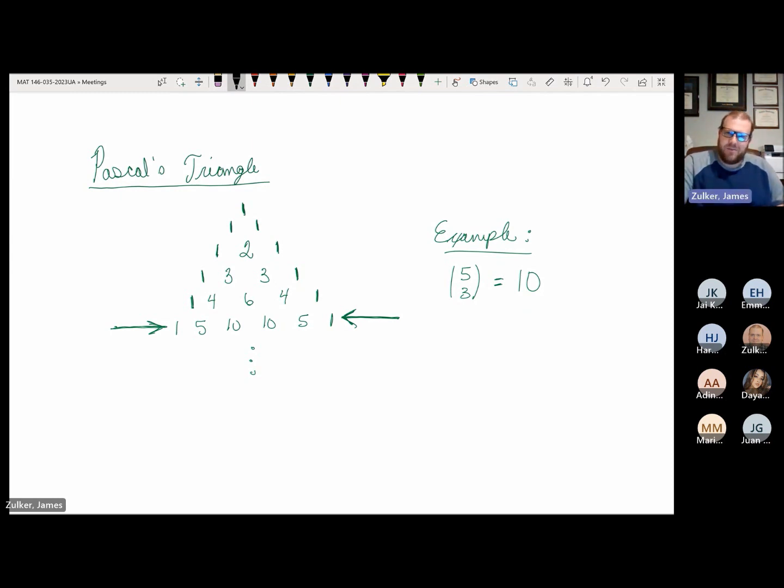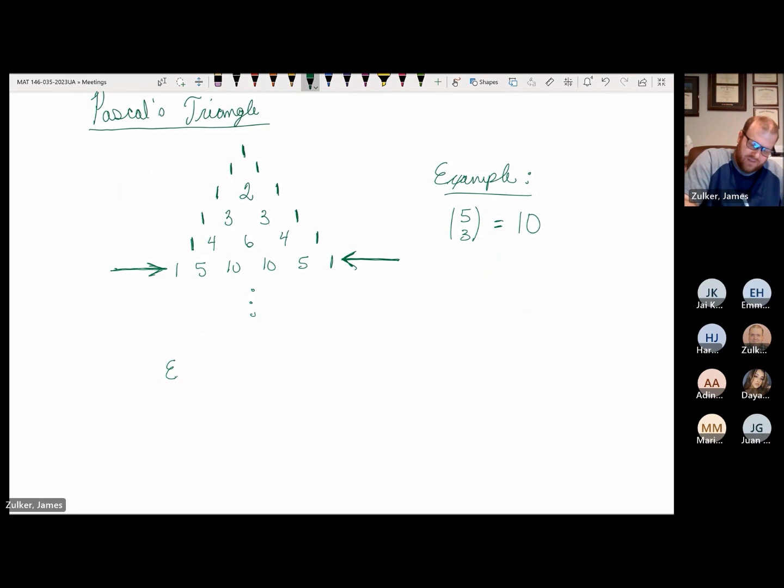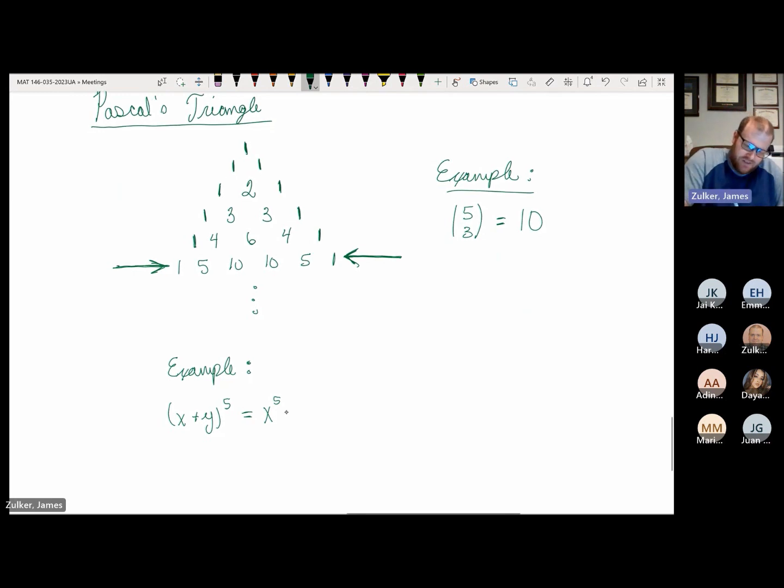Now to go to expanding. So how can we use this to expand? I'm going to use the fifth row again, so I'm going to say x plus y to the fifth power. Here's how you do it. The exponent is going to tell you what row you want to be in. So row 5. You're going to start with x to the fifth, y to the 0. Y to the 0 is, of course, just 1. Plus.